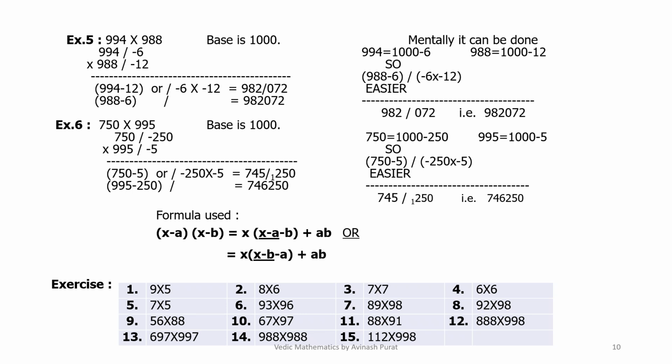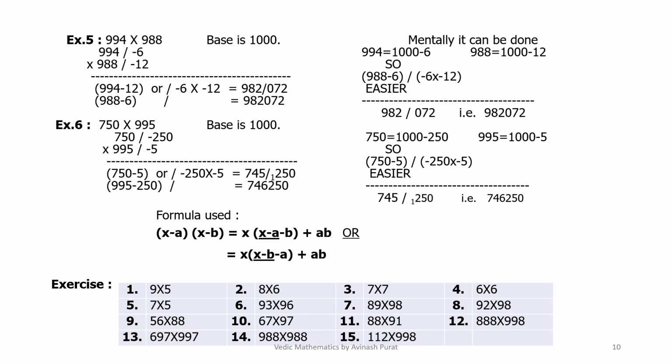So mentally, 750 equal to 1000 minus 250, 995 is 1000 minus 5. So 750 minus 5 stroke minus 250 into minus 5, the answer would be 745 stroke 1250. 1 is to be taken to the left. So the final answer is 746250.